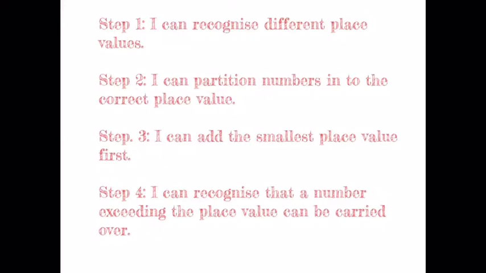So whether you're using the concrete, the pictorial, or the abstract method, our steps to success for using addition stay the same. Step 1, I can recognize different place values. Step 2, I can partition numbers into the correct place value. Step 3, I can add the smallest place value first. And step 4, I can recognize that a number exceeding the place value can be carried over.